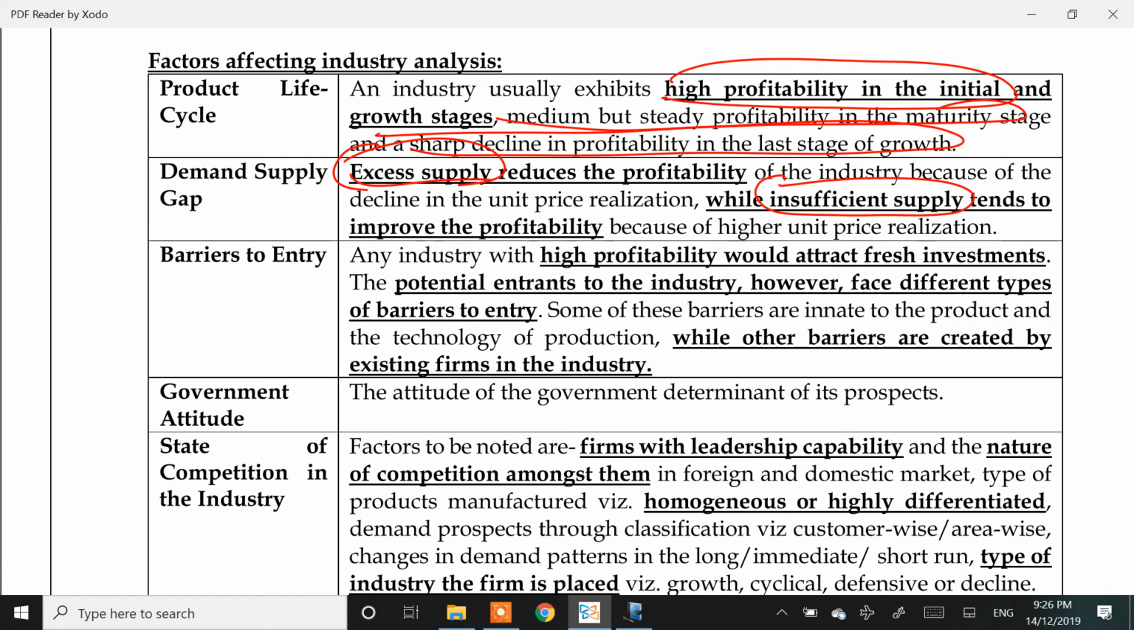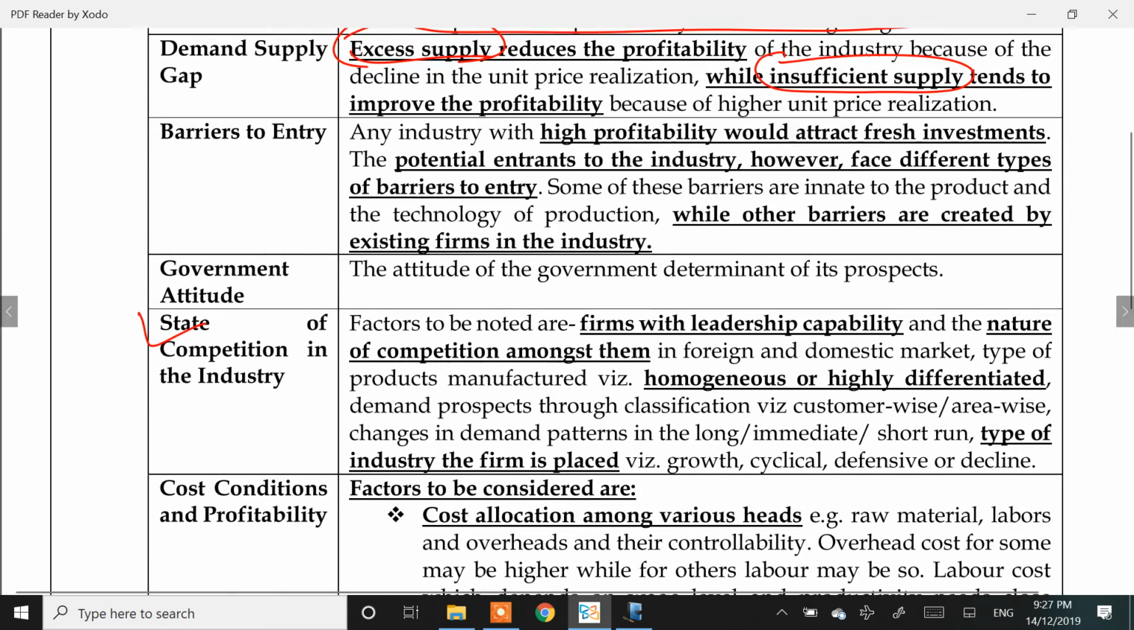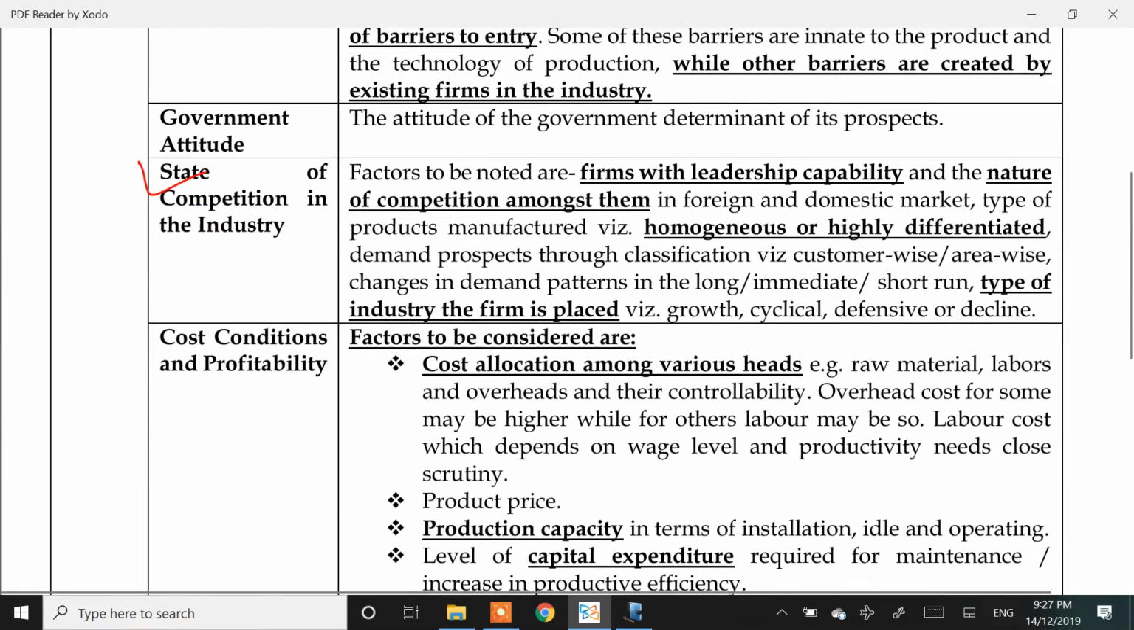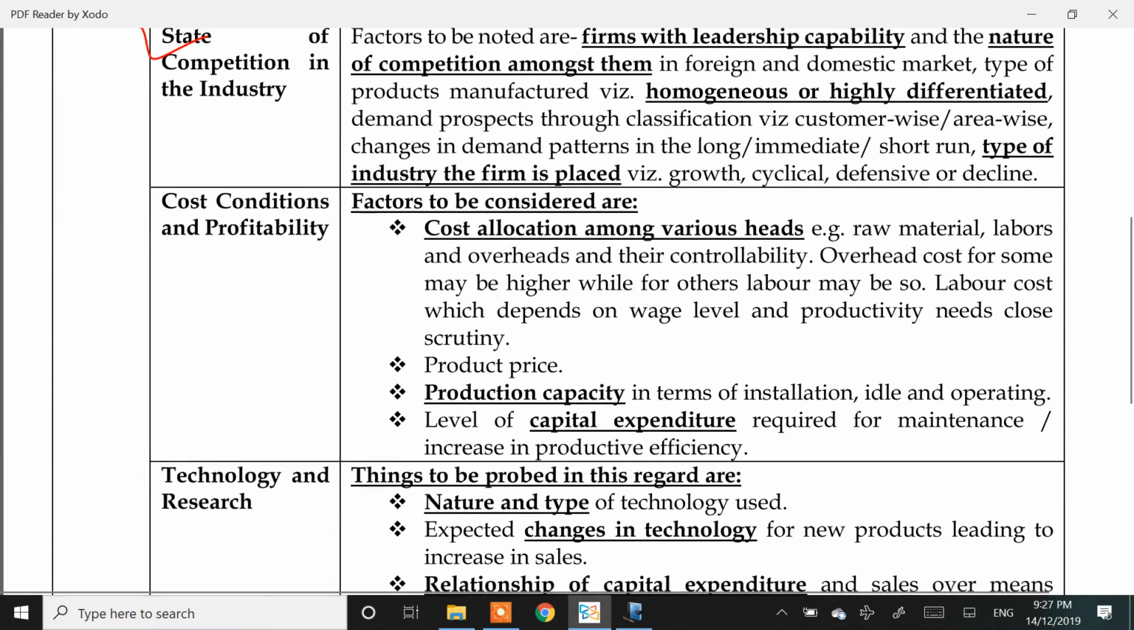Next, barriers to entry. If there are a lot of entry barriers, then you will have very good profitability. So you will have to check whether there are any barriers to entry. If there are good barriers to entry, the existing set of companies will perform well. If there are no barriers to entry, then things can be weak for a company. State of competition in the industry and entry barriers, these two are Porter's five forces model parts. I'm not explaining much, it is pretty much a straightforward, simple explanation.